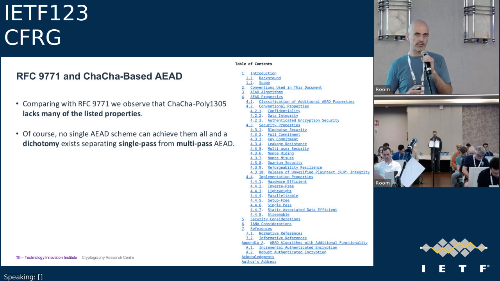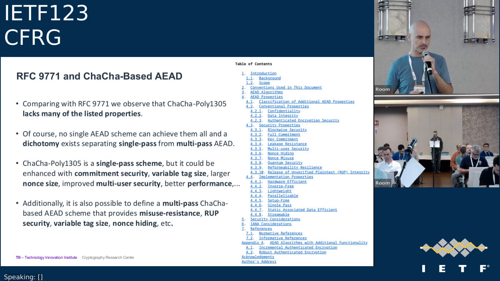To be fair, no single AEAD scheme can meet all these properties in one go. There's an inherent dichotomy between single-pass schemes and multi-pass schemes. ChaCha-Poly1305 happens to be a single-pass scheme, but there's still room for quite a bit of improvement. It could be enhanced with commitment security, variable text sizes, larger nonces, improved multi-user security, and better performance. On the other hand, it's also possible to define a multi-pass ChaCha-based AEAD scheme that could provide more advanced security features like misuse resistance and release of unverified plaintext security.